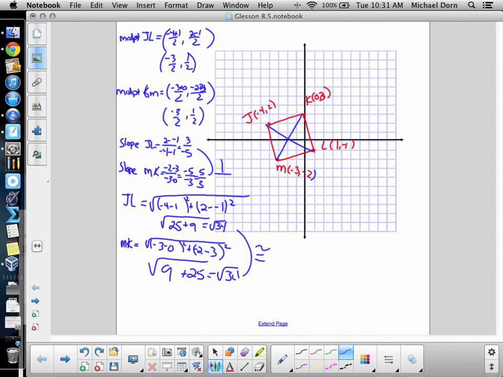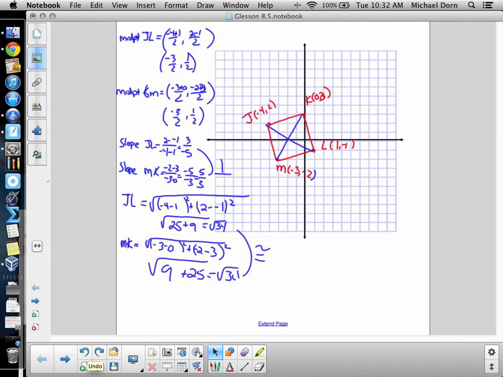They are congruent. So the diagonals bisect each other, they're perpendicular and congruent, that means it's a square. All three work. Yay. That proves to me it's a square.